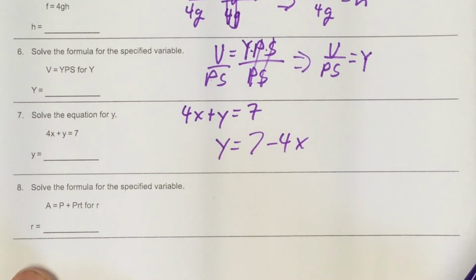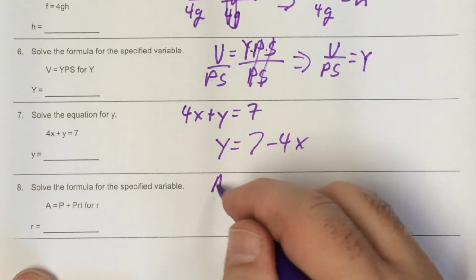Let's take a look at 8, though, as 8 is going to be a little more complicated. It says here, solve the formula for the specified variable. That's A equals P plus PRT, and we're going to solve this for r. So let's go ahead and write this.